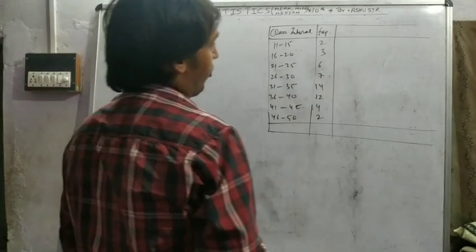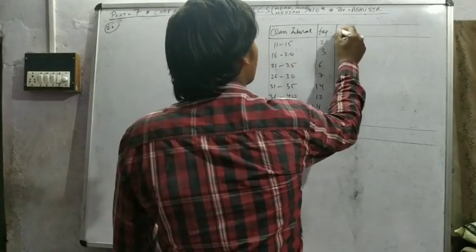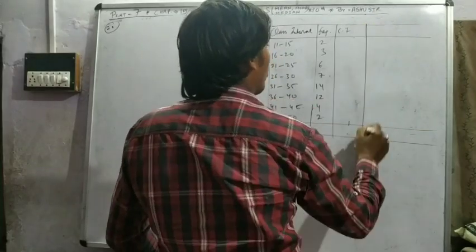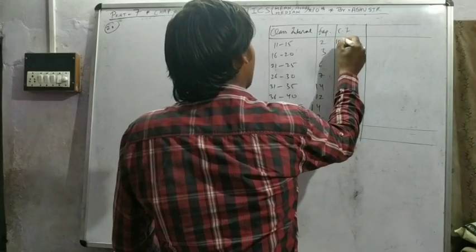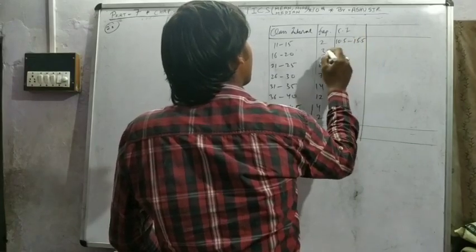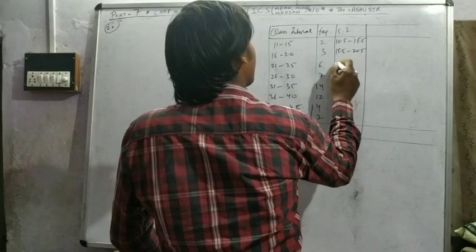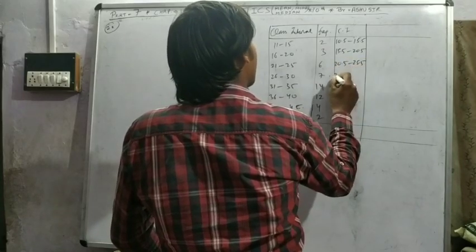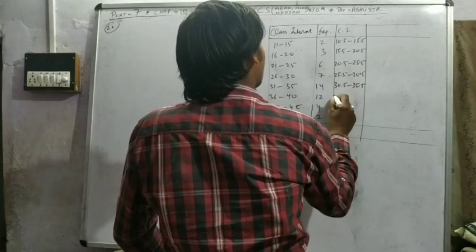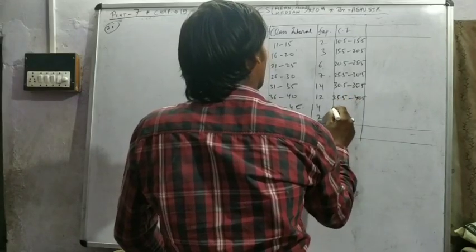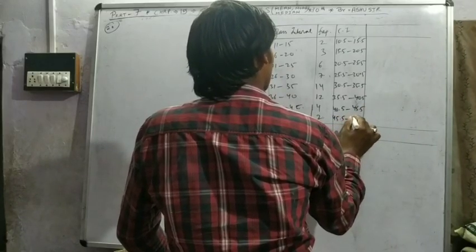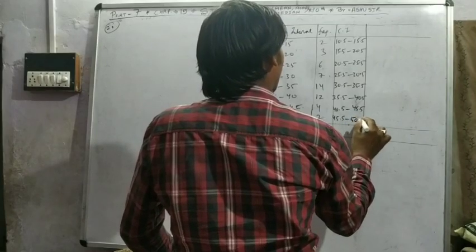But in this question, if you see, the class interval is not in the exclusive form. So firstly we take the exclusive form. We find the new CI by subtracting 0.5 and adding 0.5, so 10.5 to 15.5, 15.5 to 20.5, 20.5 to 25.5, 25.5 to 30.5, 30.5 to 35.5, 35.5 to 40.5, 40.5 to 45.5, 45.5 to 50.5.